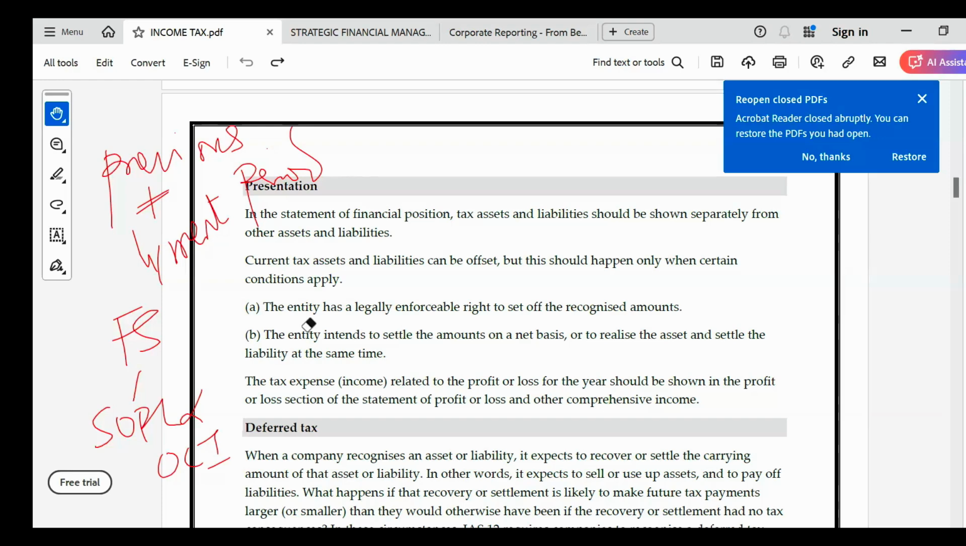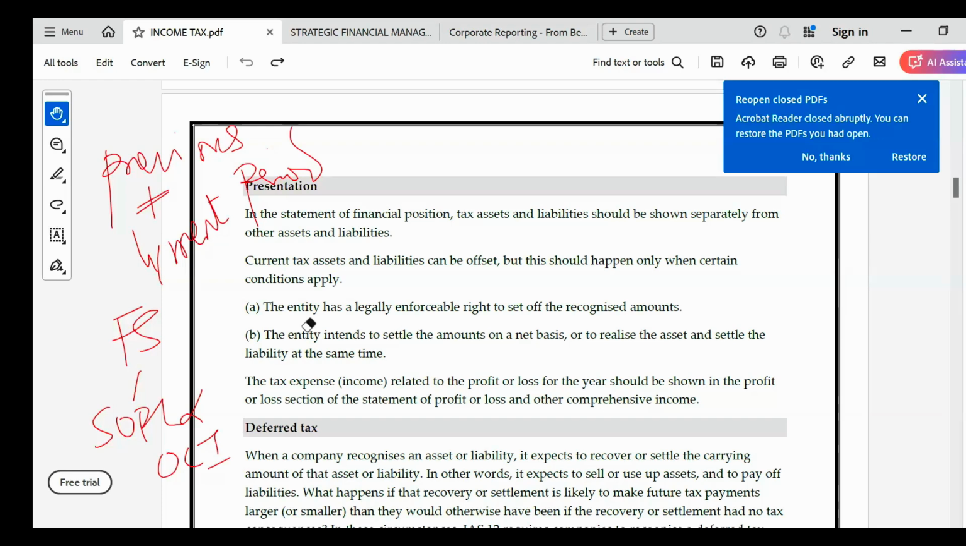We want to settle on a net basis. Of course, that is exactly what we want to do. So current tax in terms of presentation allows set-off. And I'm only trying to show you that there is uniformity in the standards. You see that the same conditions that apply to set-off generally in IAS 1 or the conceptual framework are the same principle that comes into IAS 12.